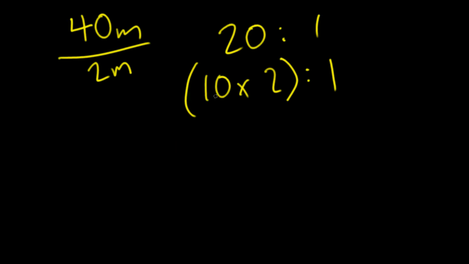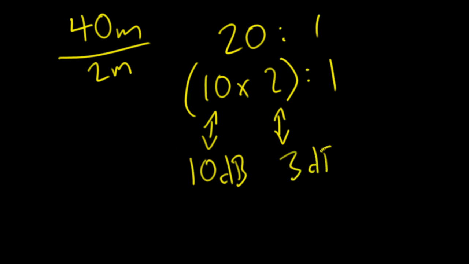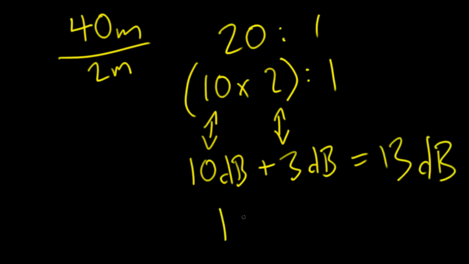And remember, multiplying a ratio is the same as adding decibels. So from the 10, we get 10 dB. And from the 2, doubling, we get 3 dB. And we add these together. He is 13 dB taller than me, or his height is 13 dB mics.